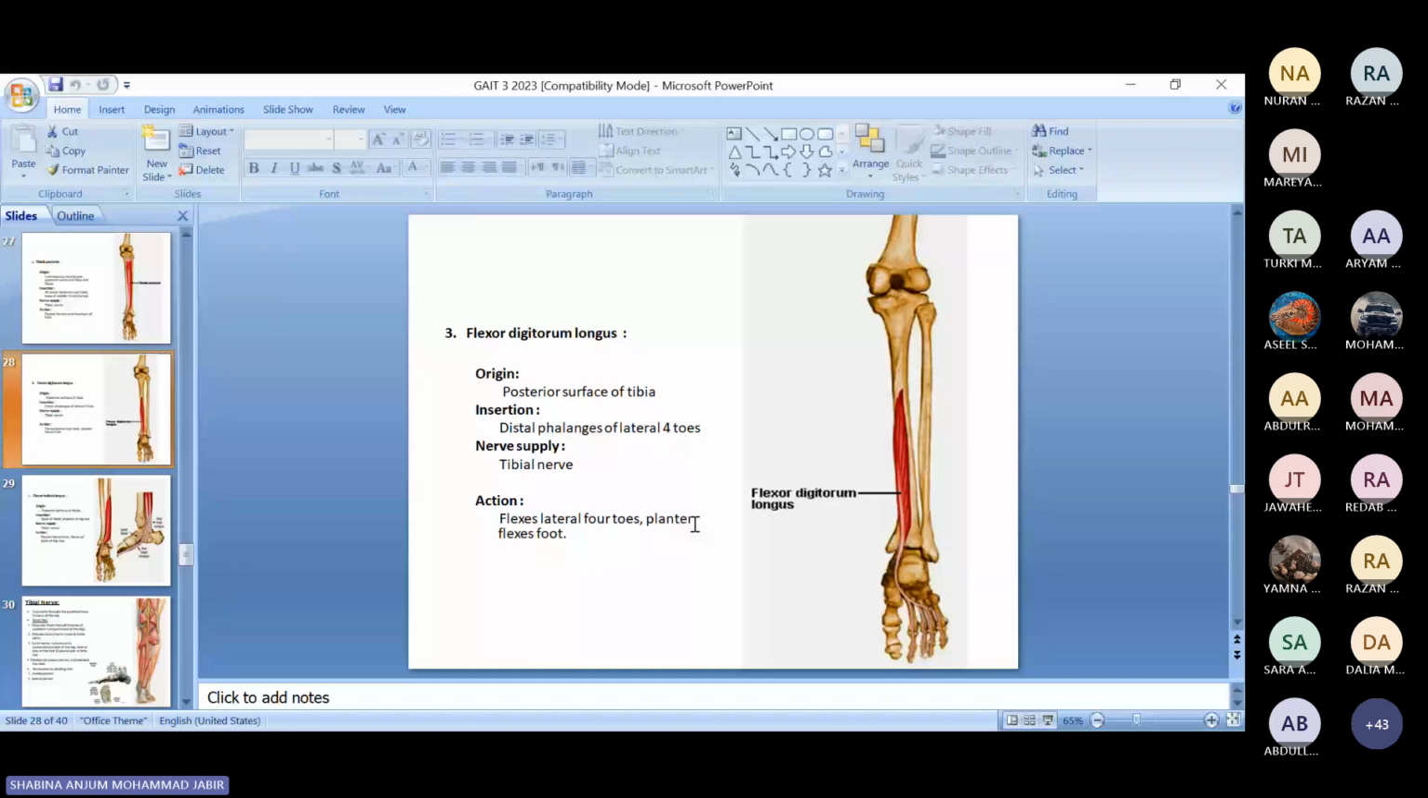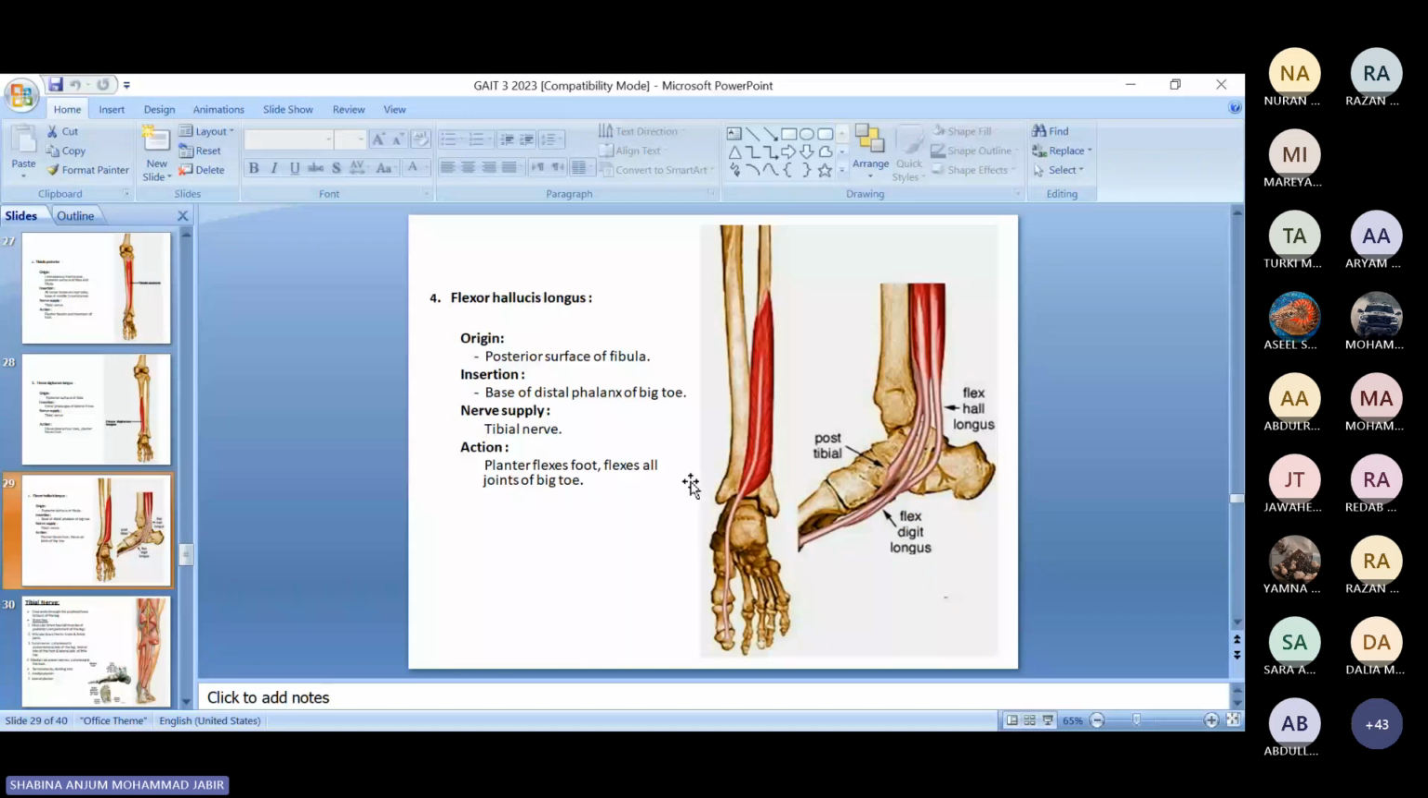Now we know easily that its origin is from the tibia, and its insertion will again divide into four slips and go to the lateral four toes. The flexor hallucis longus, it is also obvious where it is going to be inserted: to the great toe, the distal phalanx of the great toe. Here you can see it is coming from the posterior part of the fibula, crossing all the small joints and finally inserted over the distal phalanx. The action again is plantar flexion. What is the nerve? The tibial nerve.